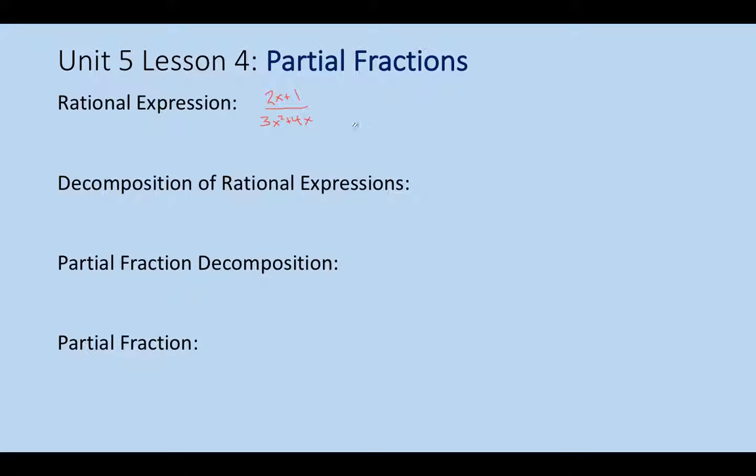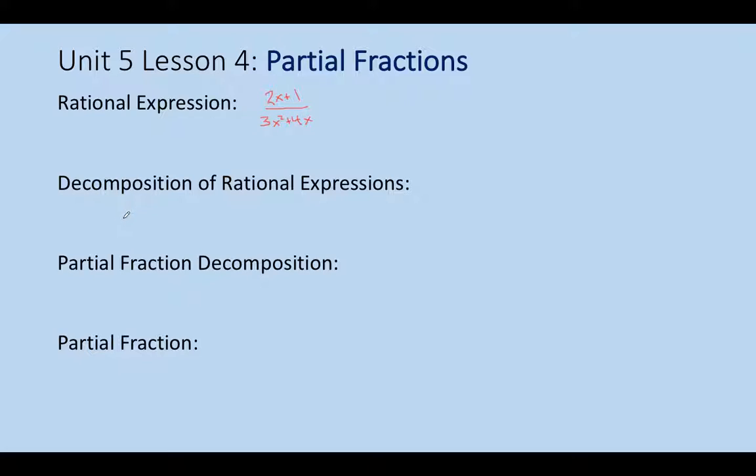We've worked with rational expressions a lot this year. We've added them, subtracted them, multiplied, and divided them. Today we are going to take them and split them up. We're going to turn them into their parts. And that's essentially what decomposition of rational expressions is. We're going to start with a rational expression and break it up into its parts.